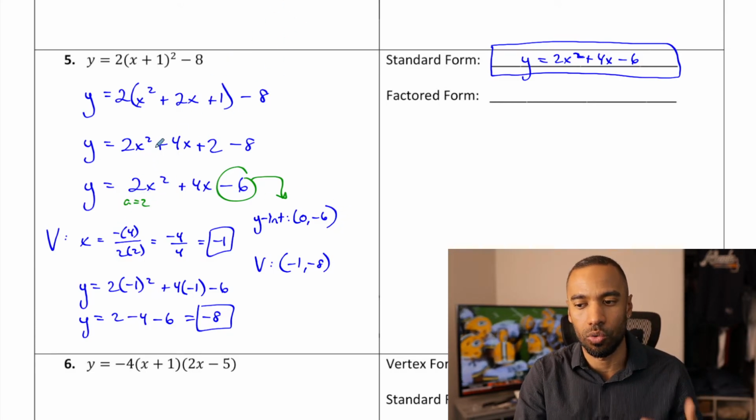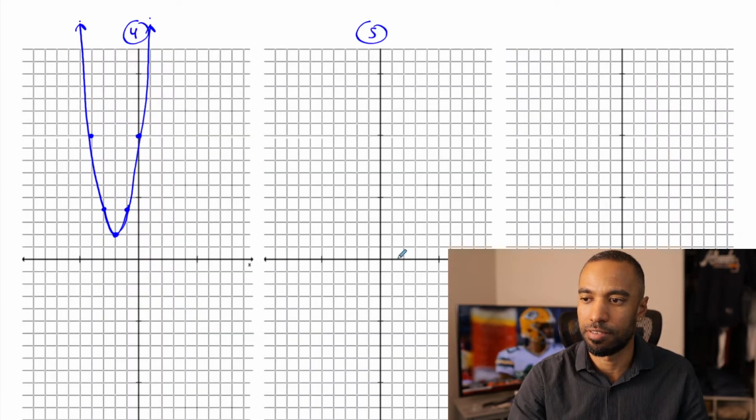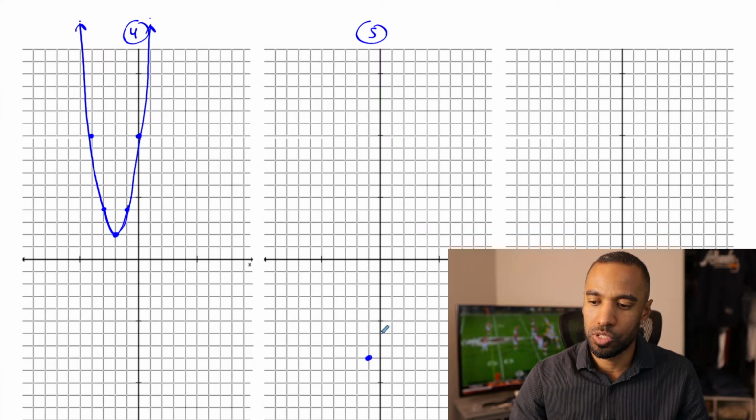So we can go ahead and graph this one. Let's start at negative 1, negative 8 here on number 5. Negative 1, negative 8's right here. Our y-intercept was 0, negative 6. And of course, I'll reflect that point.